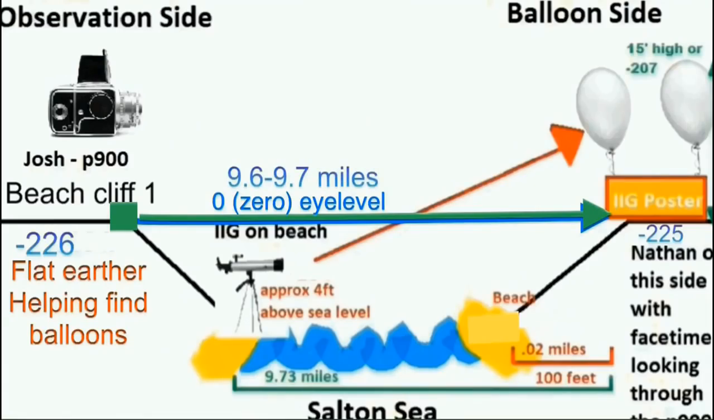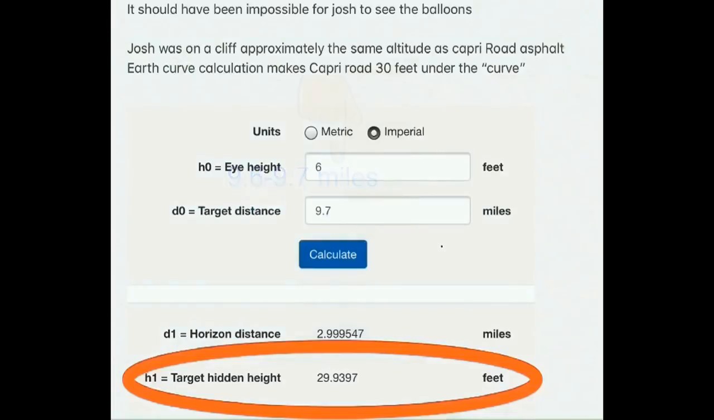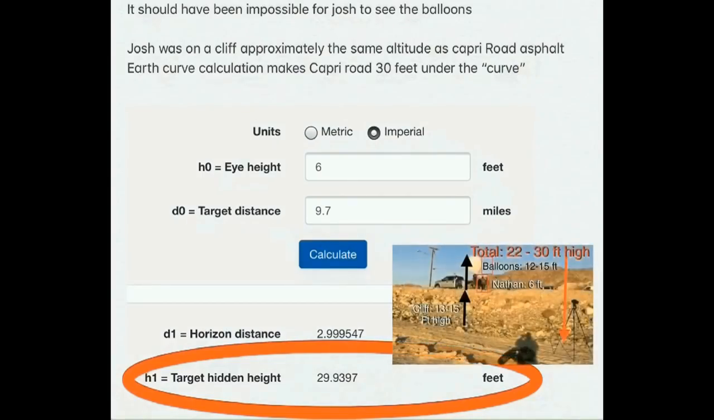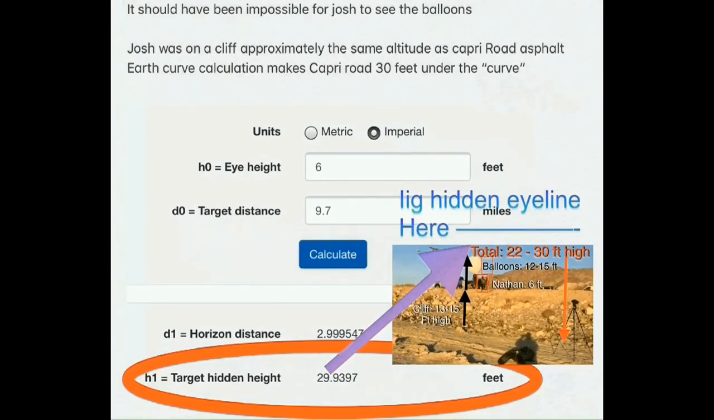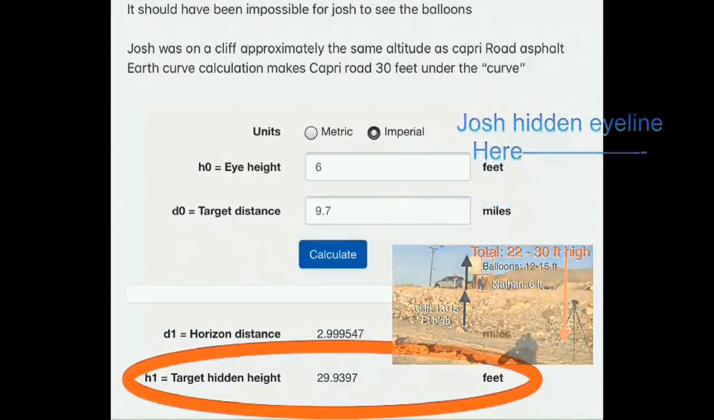What he's explaining is because Josh was standing on a beach cliff approximately the same exact altitude as Capri Road, 9.6 miles away. If we put his eye line at 6 feet up for Josh being 6 feet tall, it should be impossible due to the Earth curve calculator for Josh to see any of the balloons standing on Capri Road, because Capri Road itself, the asphalt, would have been 29 to 30 feet under the Earth curve.